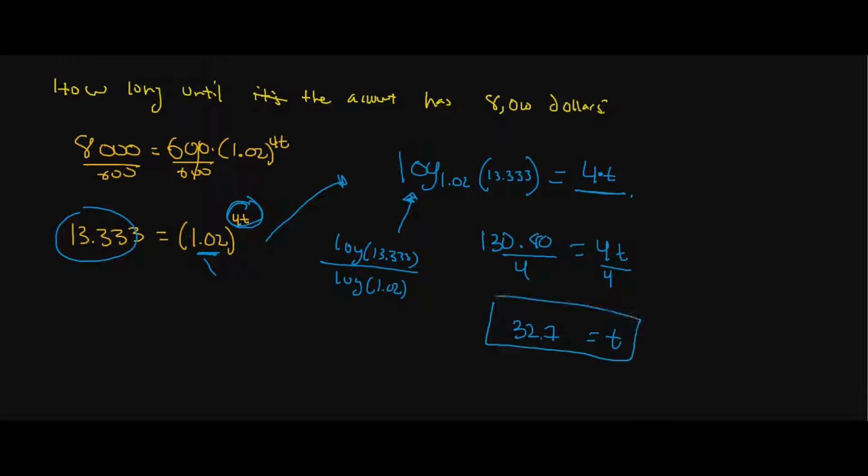Look at that. That means it's going to take us 32.7 years. 32.7 years until our $600 becomes $8,000 in that bank account. Pretty crazy. All right, let's go ahead and look at one more example problem for compound interest problems, right?